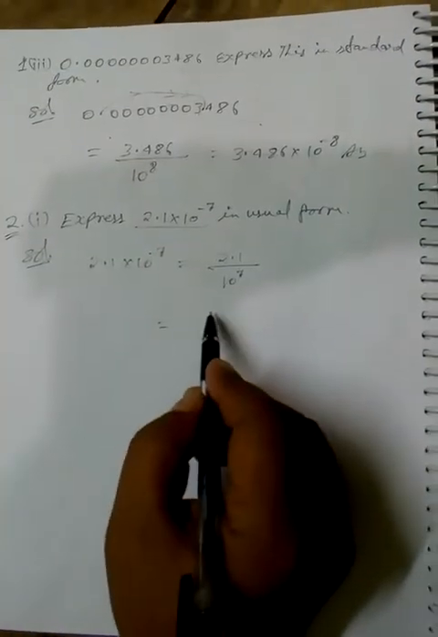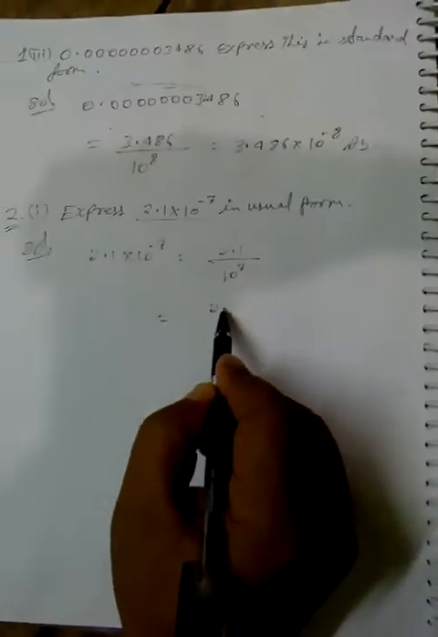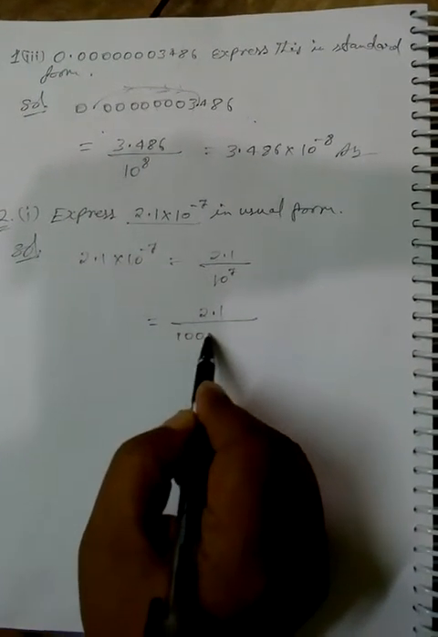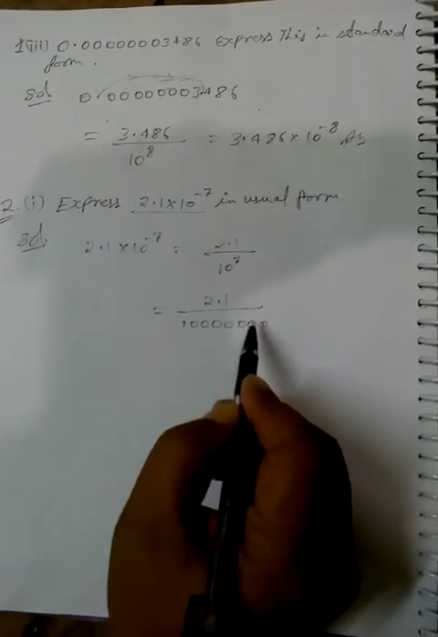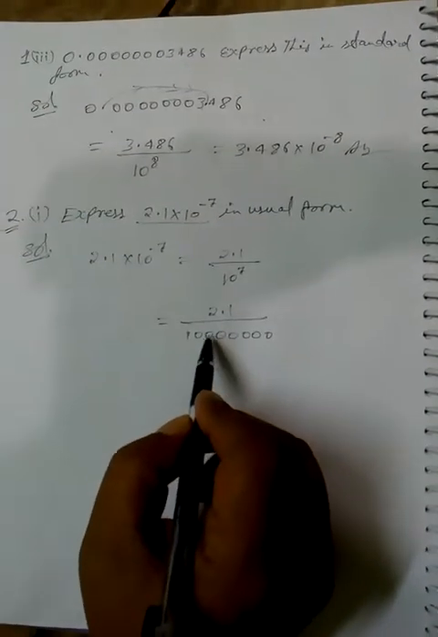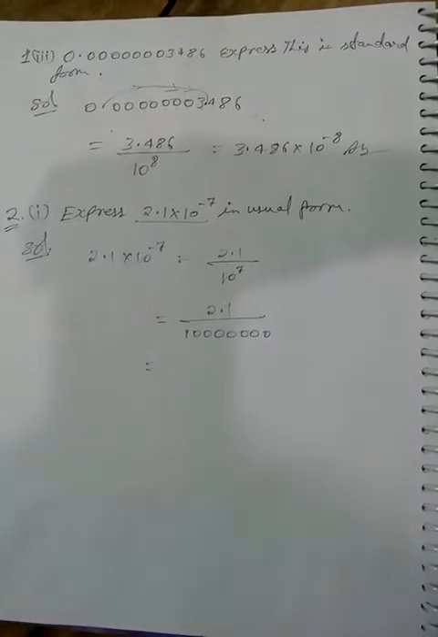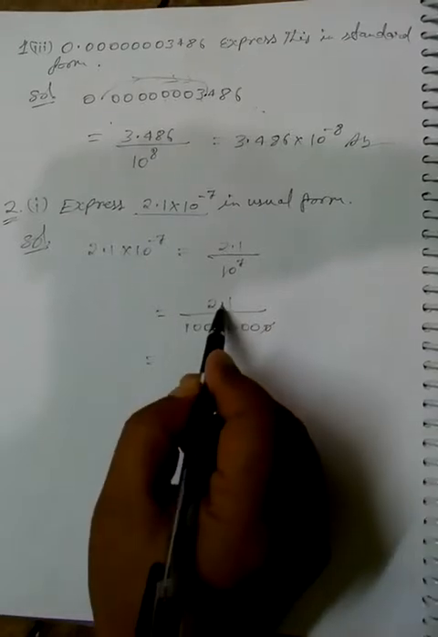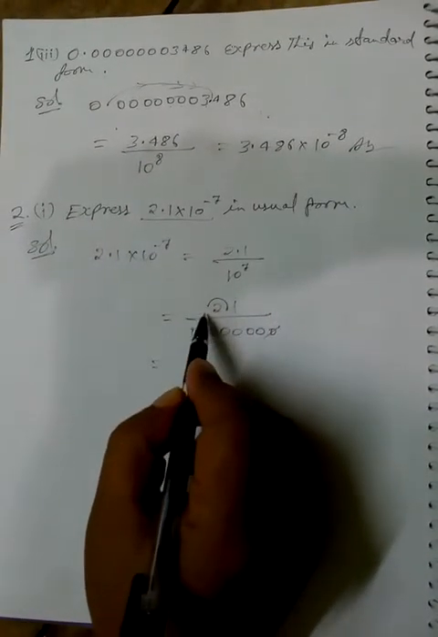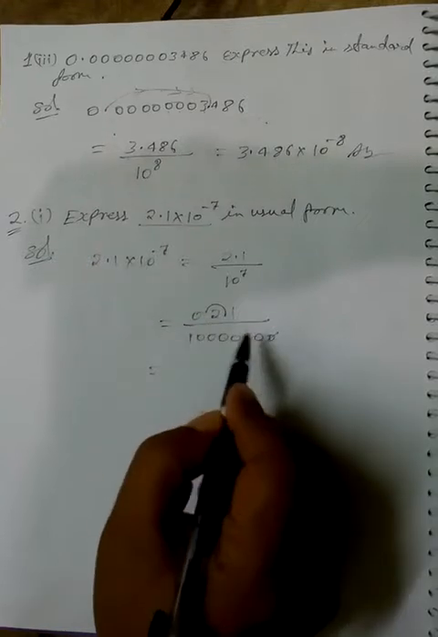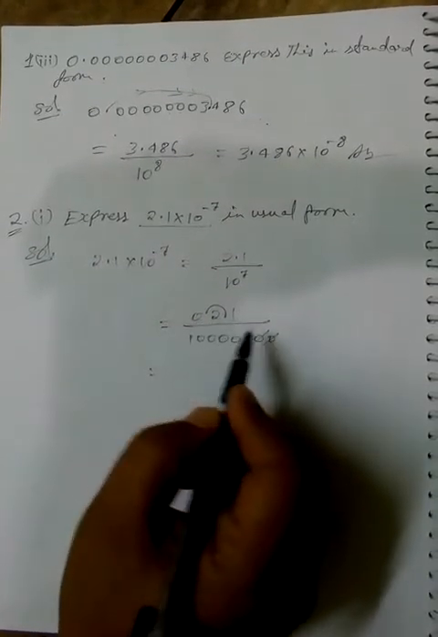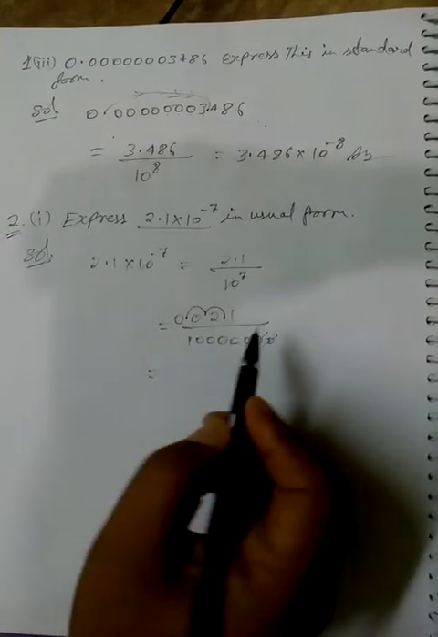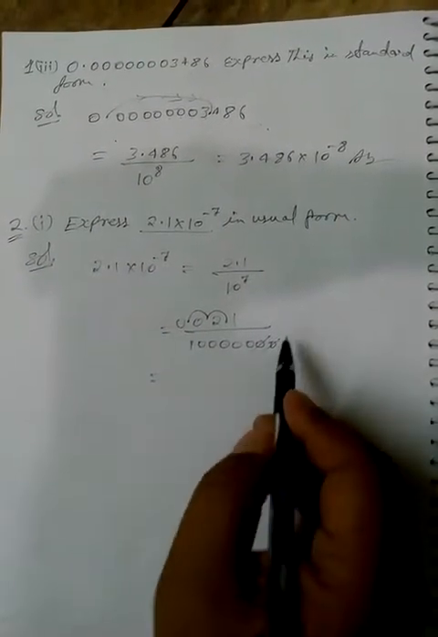Now we know that 2.1 upon 10 to the power 7 can be written as 1 followed by seven 0s, 1, 2, 3, 4, 5, 6, 7. And we know that if we cut one 0 here, the decimal place will move one digit to the left side. And again, if I cut one more 0 here, it will again move to the left one place, and so on.